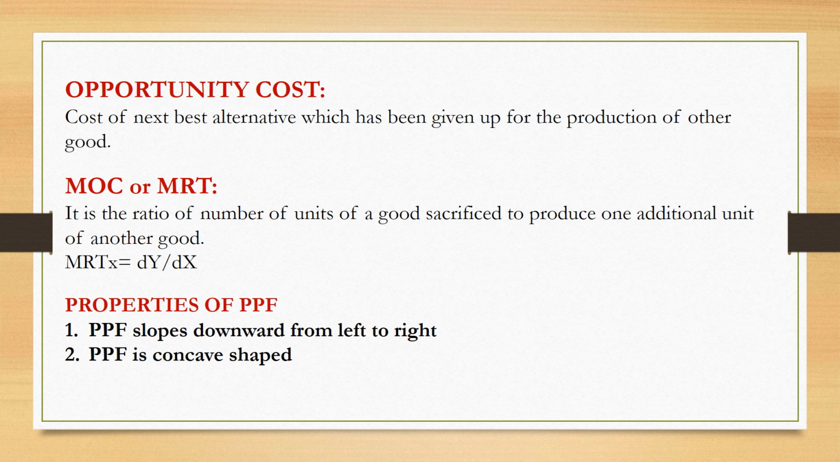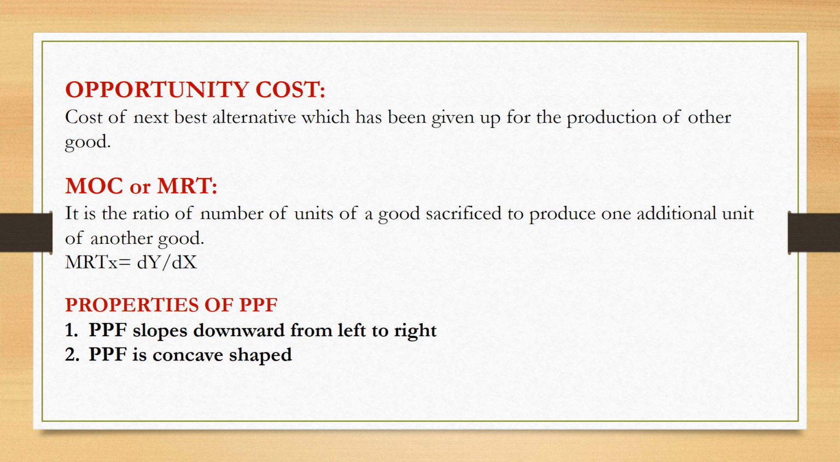Another example: suppose you have 10 rupees with you, and with the help of this 10 rupees you can buy one pen or one ice cream. Now if you buy ice cream, then you have to sacrifice the pen. So the opportunity cost of ice cream will be the value of the pen.